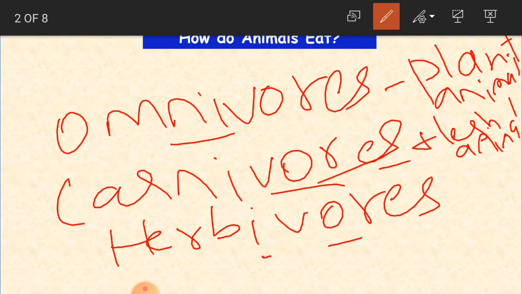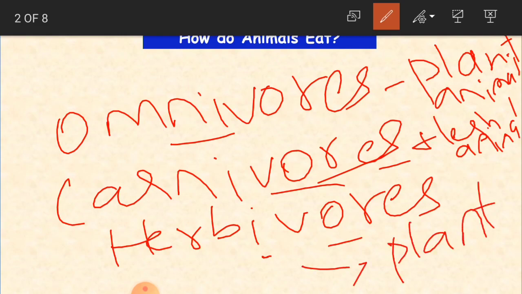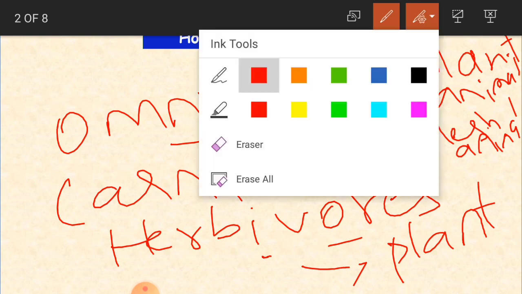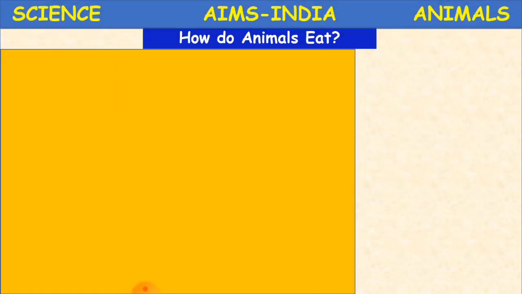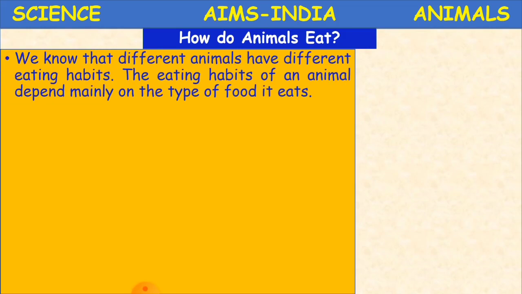And what are herbivores, children? Those which eat only plants as food. So these are 3 different types of animals, which eat different types of food. Clear, children? Now we'll go to the session on how animals eat. How do we eat, children?